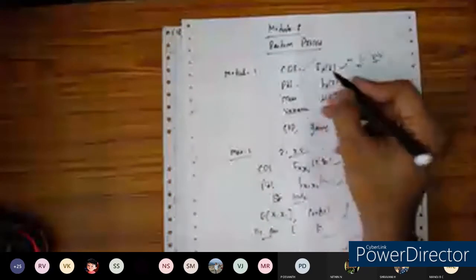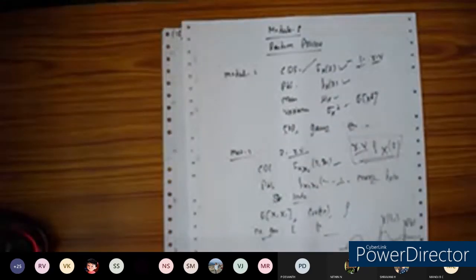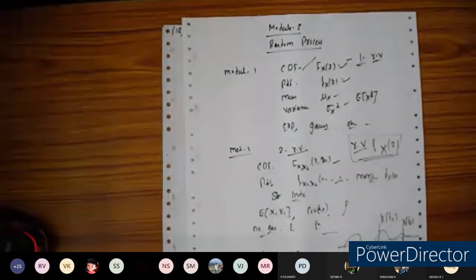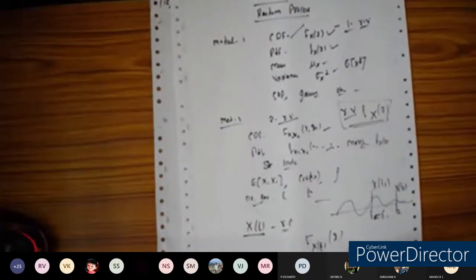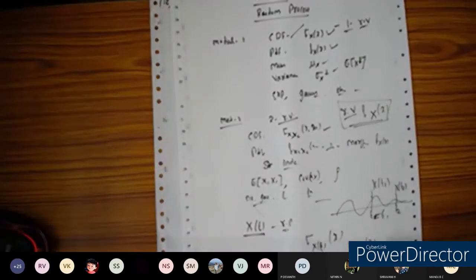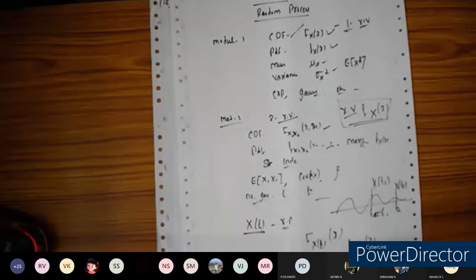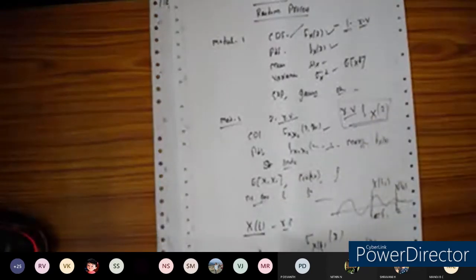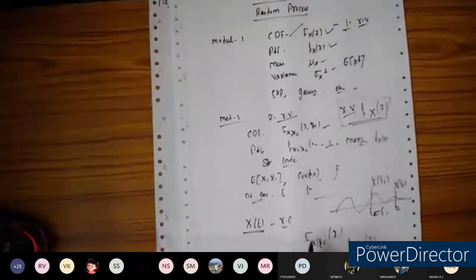So the CDF also I'm going to define as F_X(t)(x). Similarly, the PDF I'm going to define as f_X(t)(x). So this will be the PDF of the random process. Similarly, I'm going to find the mean and variance of this random process, which is a function of time t. That one we are going to see in module 3 here.